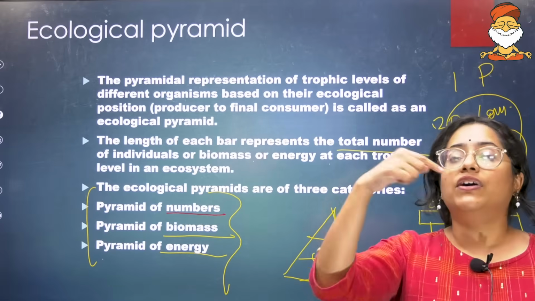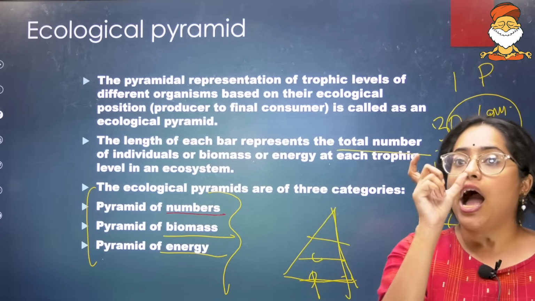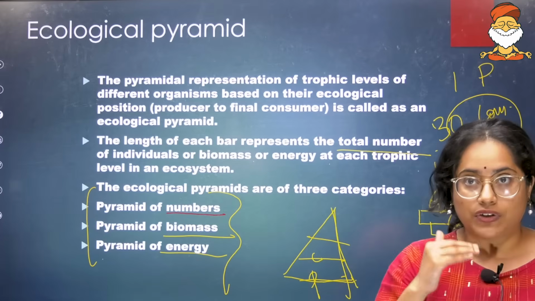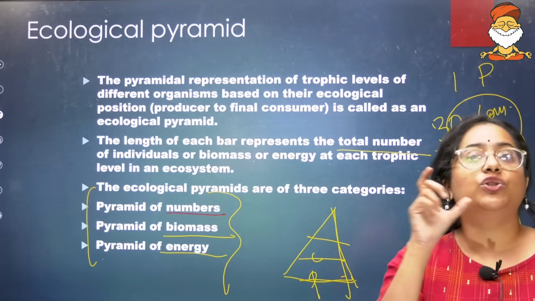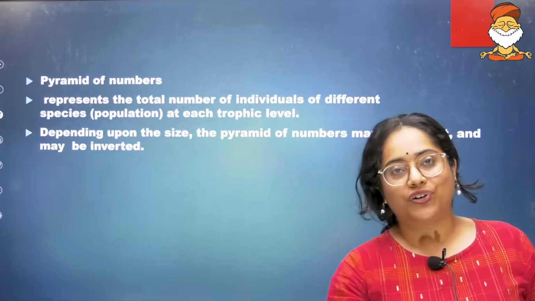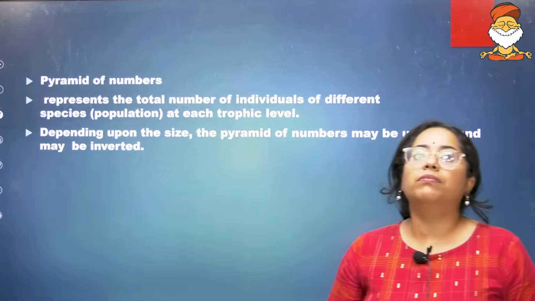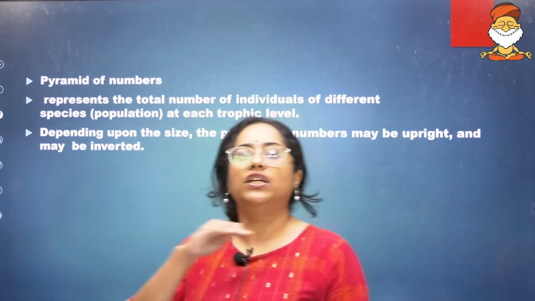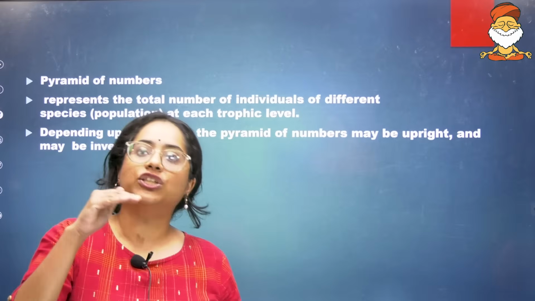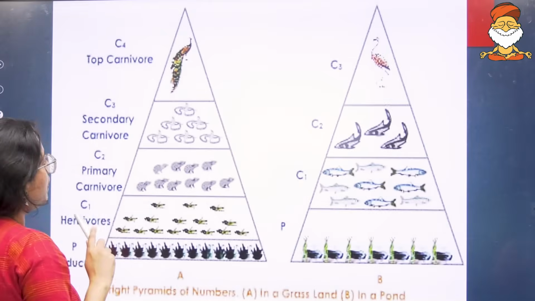But if they ever give you a scenario like this and ask you to shape it, you have to look at each level, at each trophic level, how many species or how many numbers are possible. Now with that, let's go to the first pyramid, which is pyramid of numbers. In the pyramid of numbers, it represents the total number of individuals of different species at each trophic level. It can be upright or inverted. Let's have a look at this.